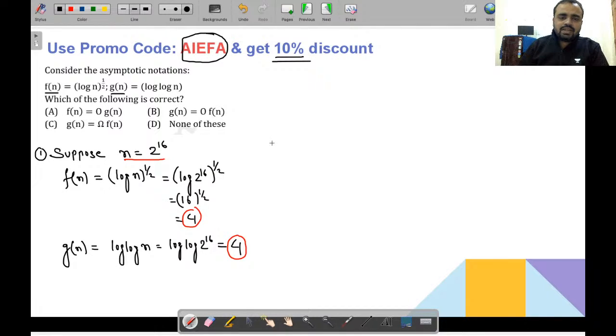Now let's try to think over another value. See over here, if n is equal to 2 to the power, we are increasing the value of n.